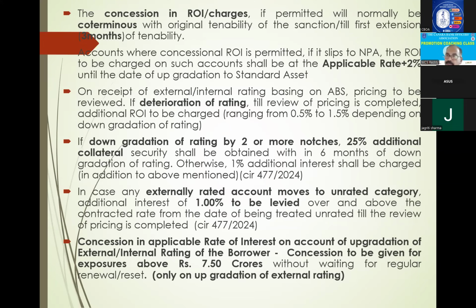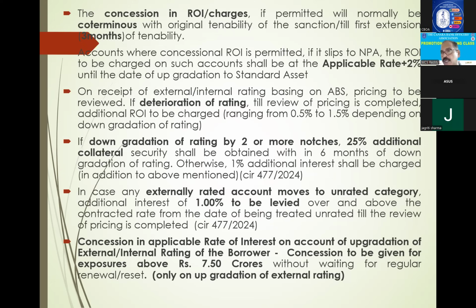Whether the rating is going up or going down, becoming good rated or bad rated, basing on that you have to review. If there is deterioration of rating, a fall, then till the review of pricing is completed, additional rate of interest is to be charged. Our Jagannath sir has given a very big table as per the circular. It varies from 0.5% to 1.5%.